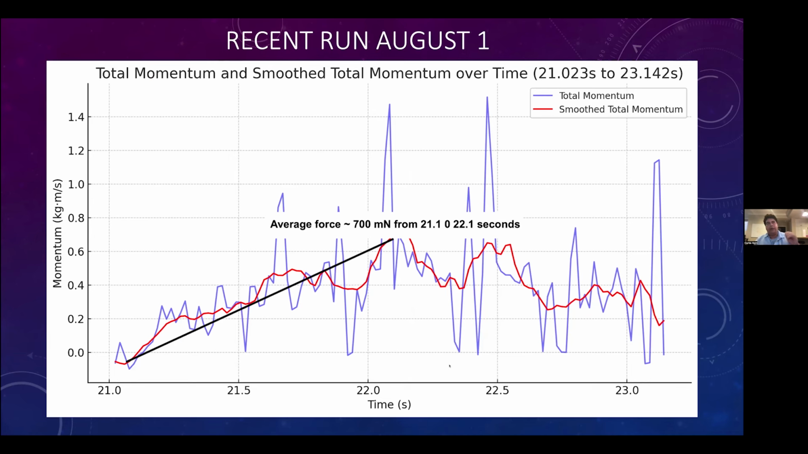Now, as we're going through this, of course, this is being swept. We're sweeping through a frequency, and you can see that red is the smooth total momentum. You can see there are times where we sweep through, and if you take a smaller time, it looks like you can get a higher slope. The slope is basically the force.